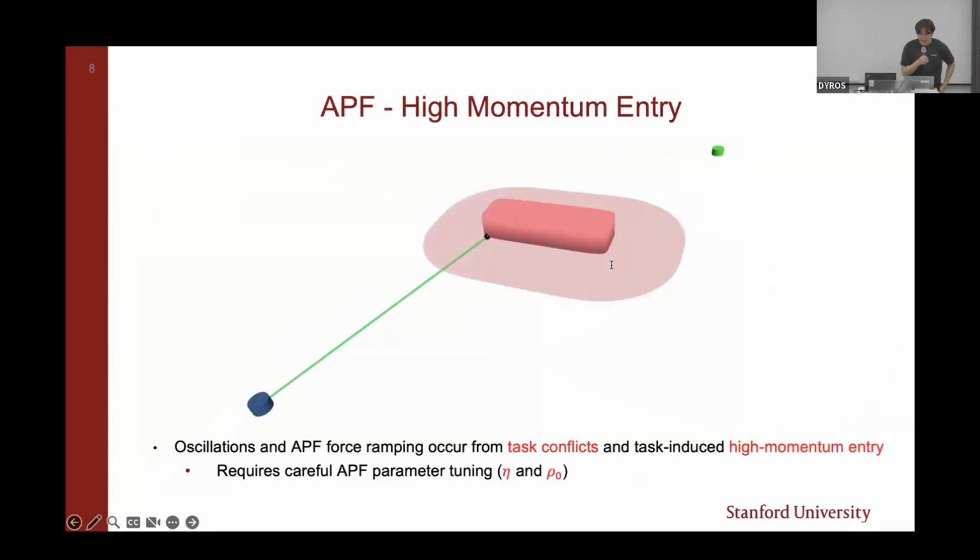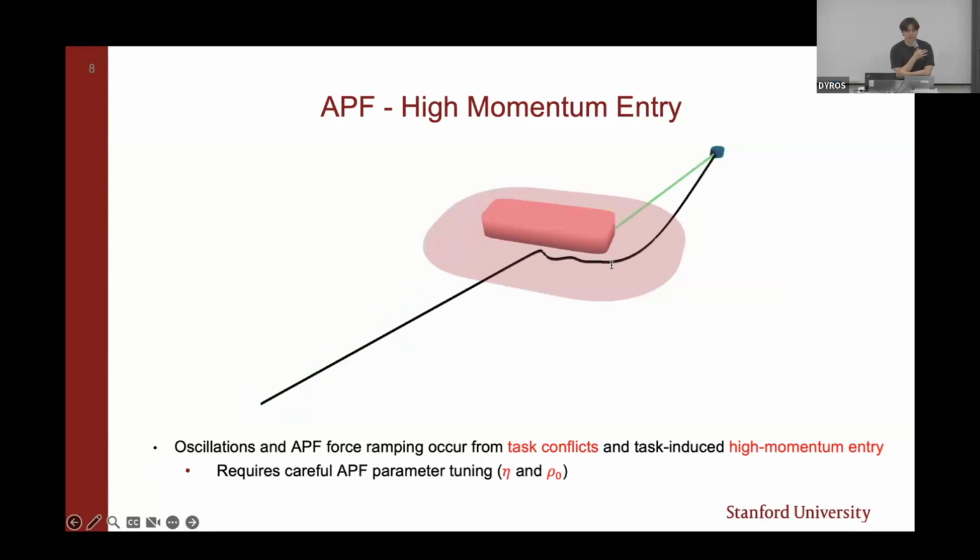Okay, so first of all, high momentum entry into the constraint zone of influence may cause oscillations and APF force ramping from conflicts between task and the repulsive potential. And this is through task-induced high momentum entry, as shown in the video.